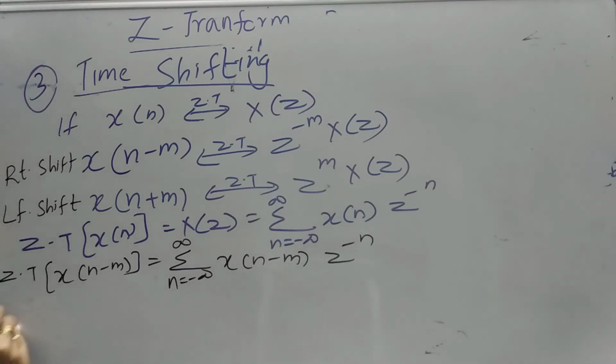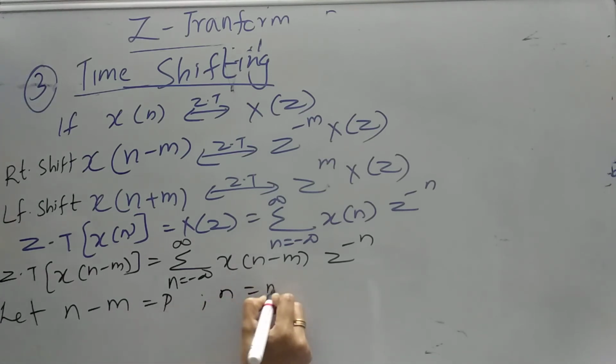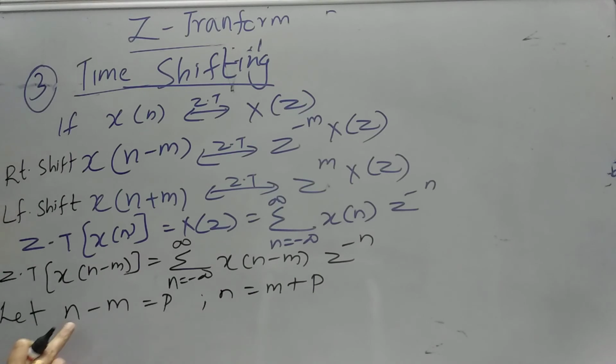Now we are going to put, let n minus m is equal to p, or n is equal to m plus p. So when n is equal to infinity, p is also equal to infinity. When n is equal to minus infinity, p is also equal to minus infinity.